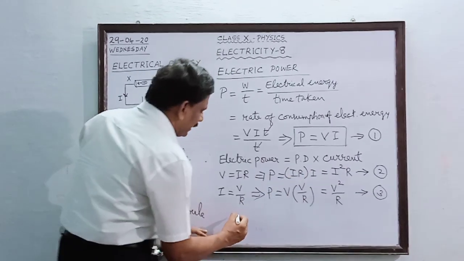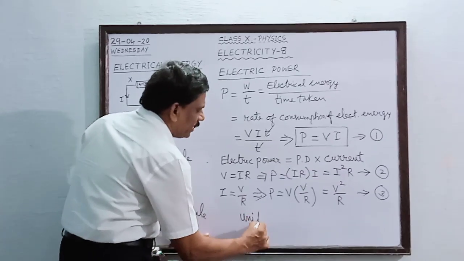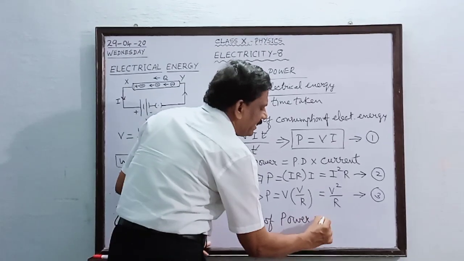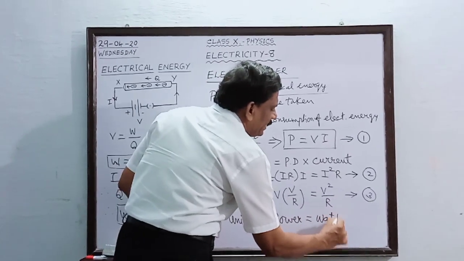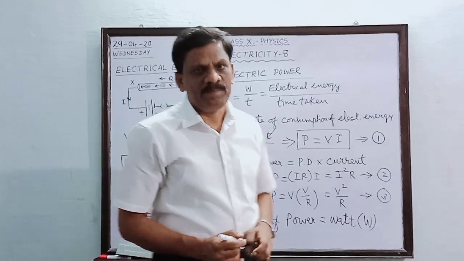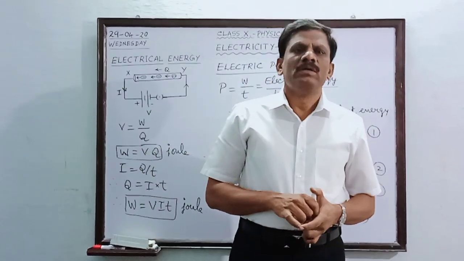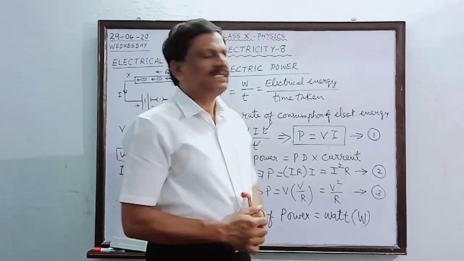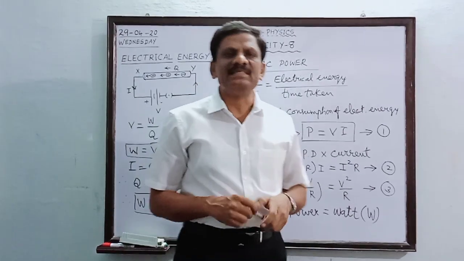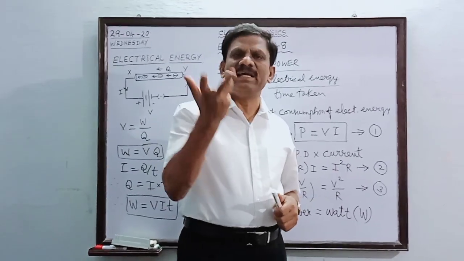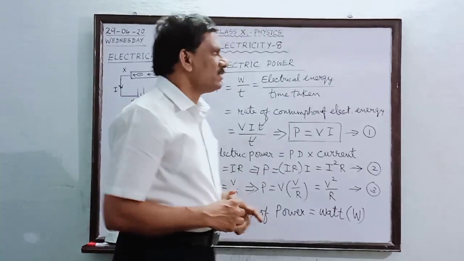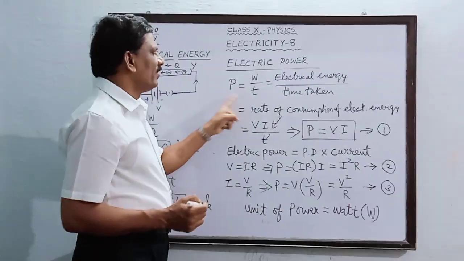And the SI unit. The unit of electric power. SI unit of power, we have already studied, is watt, W-A-T-T, and the symbol for watt is capital W. So, how we have expressed the definition of electric power: electric power is defined as the rate at which electrical energy is consumed or liberated. Okay, so this is the definition for electric power.